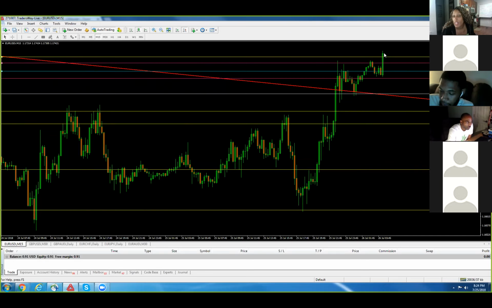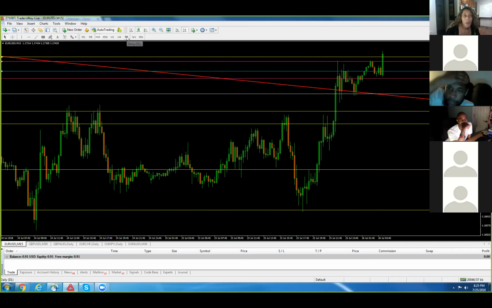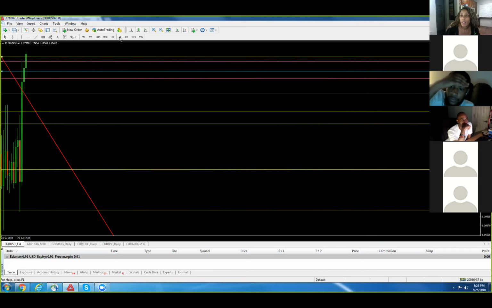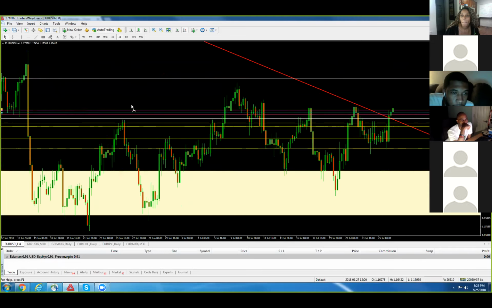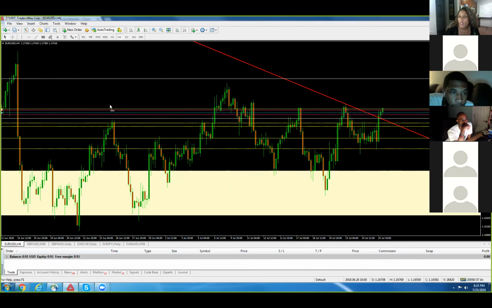Yes. So now, Taisha, anybody watching this, if you want to get in on Euro USD, I would wait until this candle closes and then retest the 4 hour. Right? Okay. Hold on. That's the 4 hour. Isn't that what it's doing?